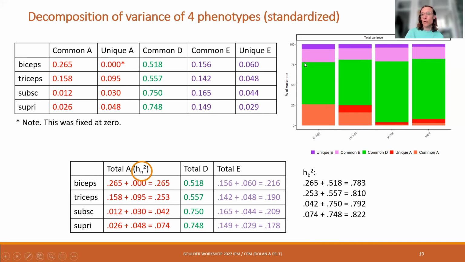I also show it in a nice graph. The narrow sense heritability you can find by looking at the red parts, light and dark, common and unique. To find the broad sense heritability, we look at the red part plus the green part. So we see that they are roughly the same.